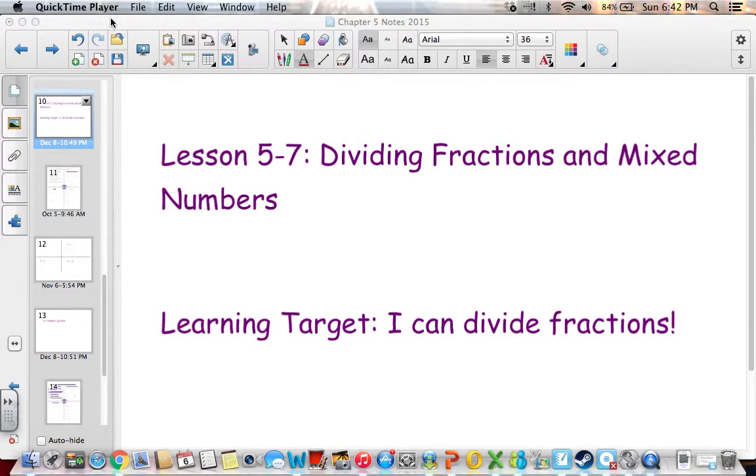Hi, sixth graders. We're on lesson 5-7, which is dividing fractions and mixed numbers. Label the top of your notes so that you know that we're on lesson 5-7 and that you know which concept we are working on. And our learning target is being able to divide fractions.